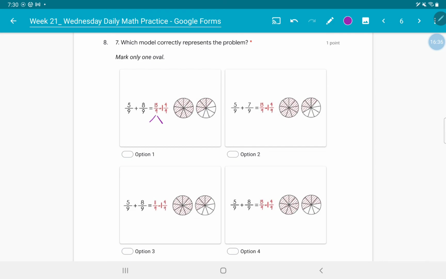Let's see what the mixed number would be. It takes 9/9 to make one whole. I would have 4/9 left. 9 plus 4 equals 13. So that would be 1 and 4/9. That's true. I have one whole shaded and another 1, 2, 3, 4 pieces shaded. 5, 6, 7, 8, 9 pieces in the whole. So option 1 is the correct answer for number 7.